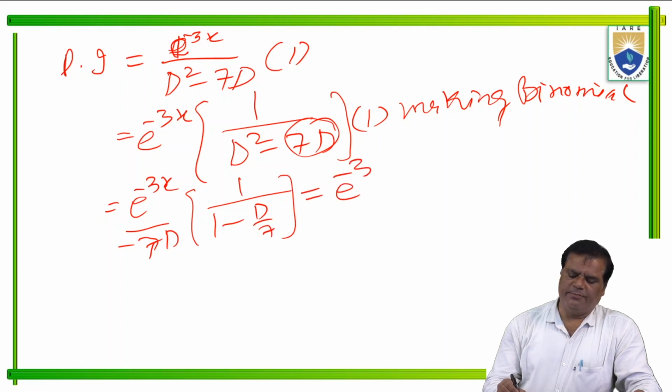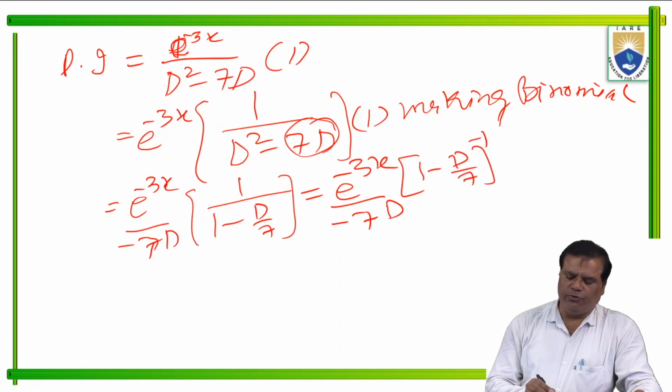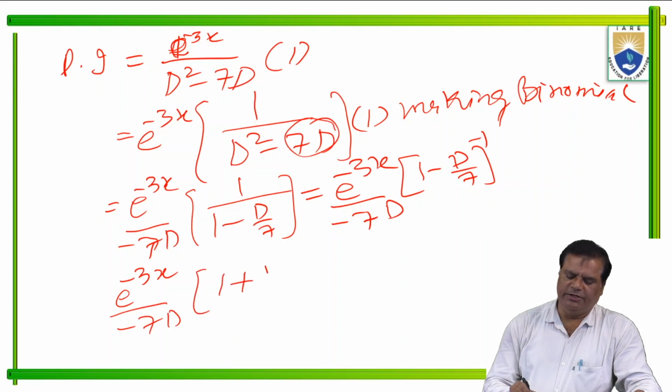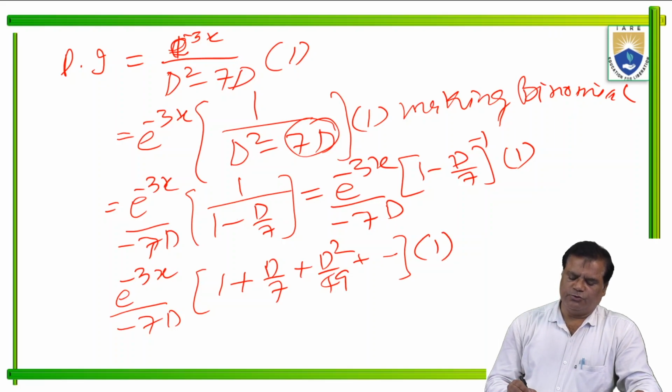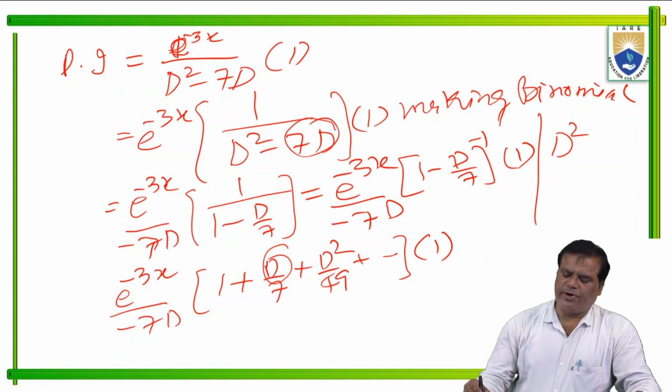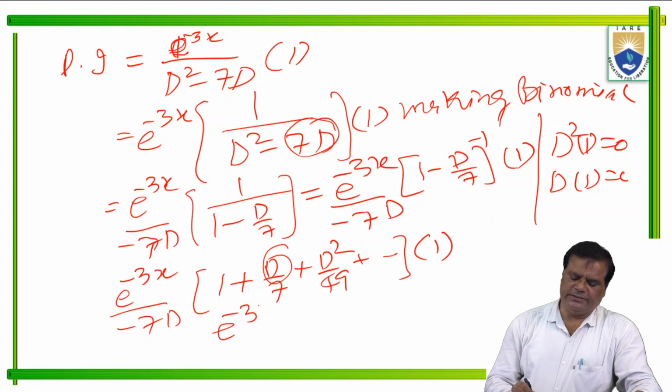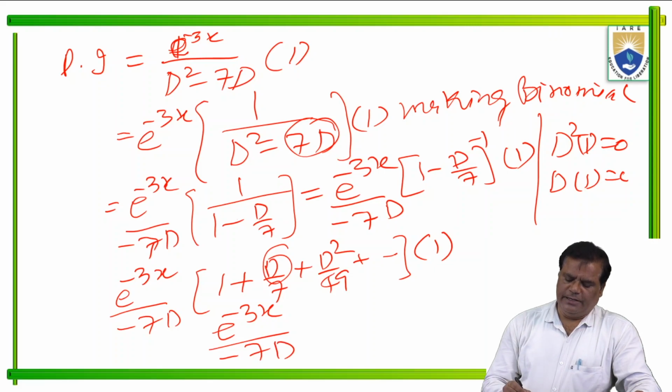So this equals e to the power minus 3x upon minus 7D, and this term is taken in the numerator: 1 minus D by 7 whole to the power minus 1. Opening this, e to the power minus 3x upon minus 7D, and now 1 plus D by 7 plus D square by 49 and so on. And here the function is 1. So all terms are 0 here: D square of 1 is 0 and D of 1 is 0. So e to the power minus 3x upon minus 7D, and here only 1, and e to the power minus 3x upon minus 7 and 1 upon D of 1.